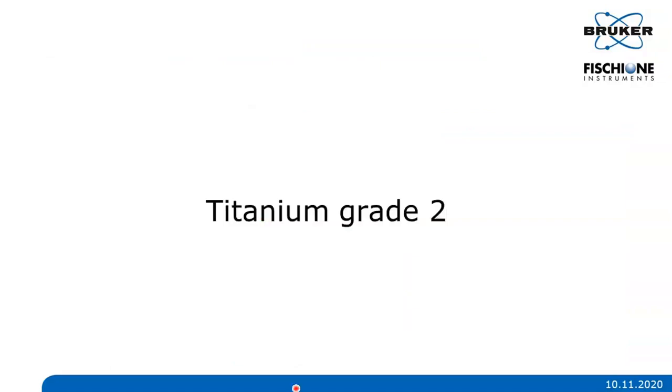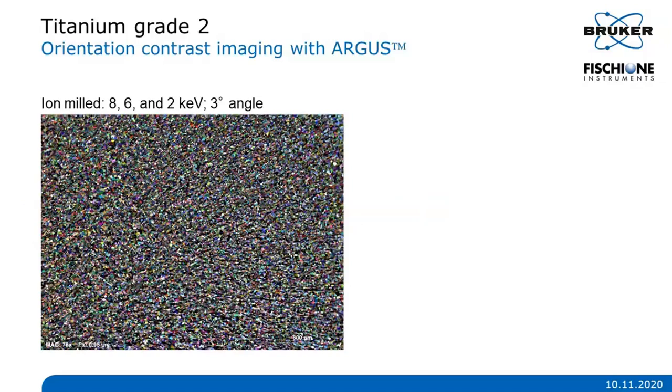And now let's look at another sample, commercially pure titanium. So make sure I have the pointer. Yes, works. So this sample was polished with the Fischione 1061, but over a large area, as you can see here on this Argus orientation contrast image with 1 micron pixel size.